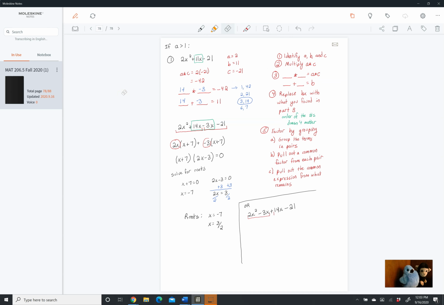So here are our two pairs. And out of the first pair, you can only pull out an x. That's the only thing that they have in common. So we pull out an x, and what we're left with is 2x minus 3. And in the second pair, we could pull out a positive 7. And what we're left with is 2x minus 3 again.